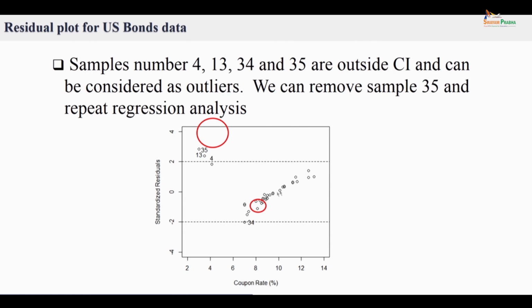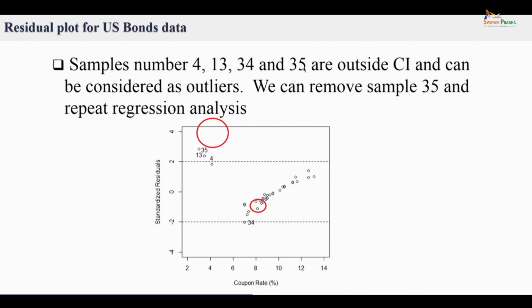There seems to be some kind of a pattern. As the coupon rate increases, the standardized residuals increase. So maybe there is a certain amount of non-linearity in the model, but let us remove these outliers before making a final conclusion. So we can remove all these 4 outliers at the same time if you want.